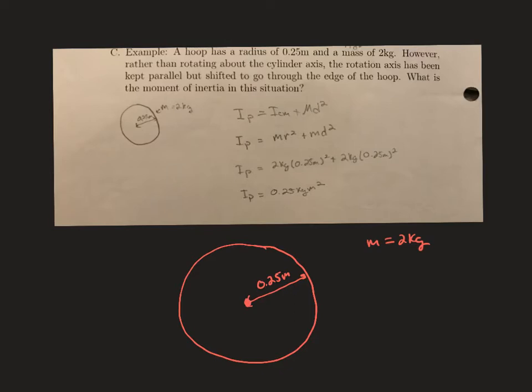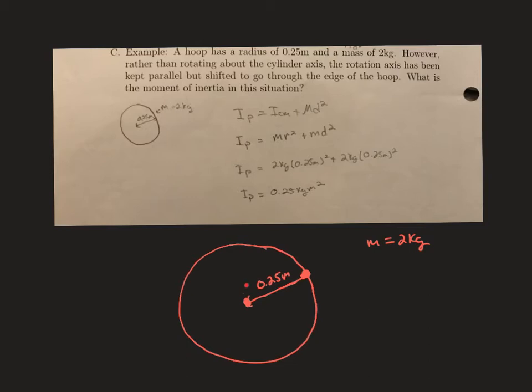So the rotation point is right here where I'm drawing the big red dot, and the rotation axis is going to go into the page. But we're going to keep it parallel, so along the radius, and we're going to move our new rotation point over here along the edge. So once again, our axis is into the page. So they're parallel to each other, both going into the page, but they're a certain distance apart now.